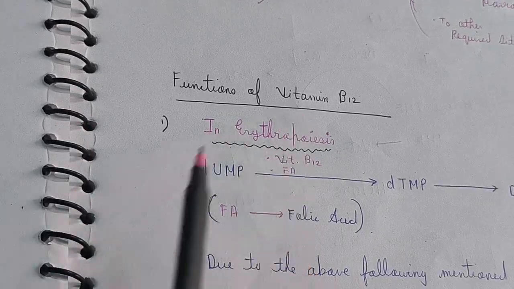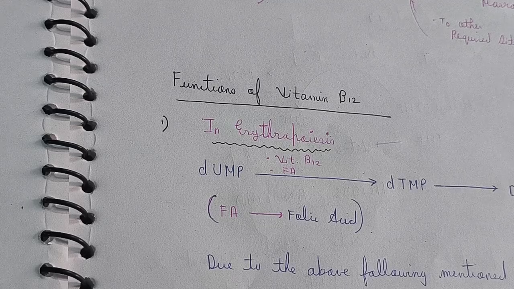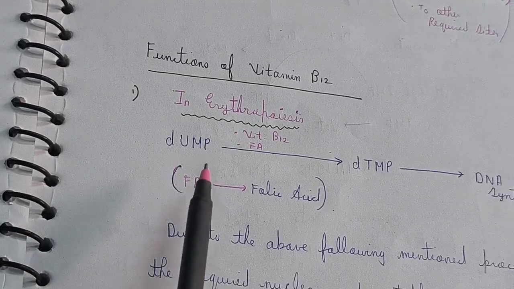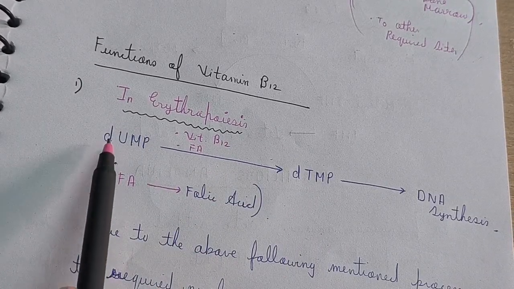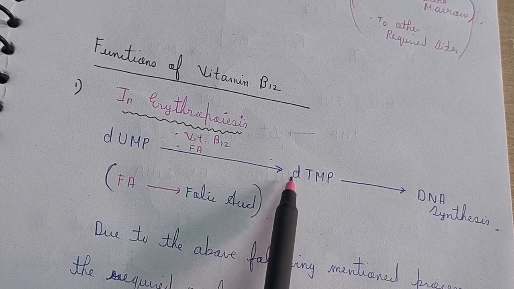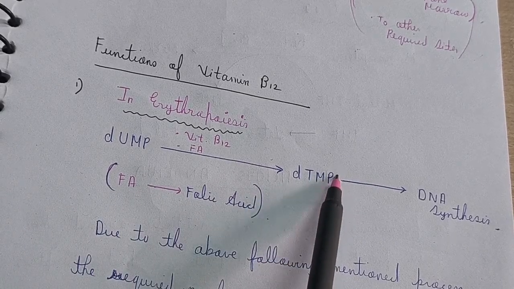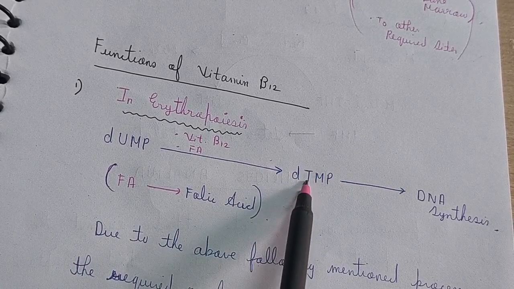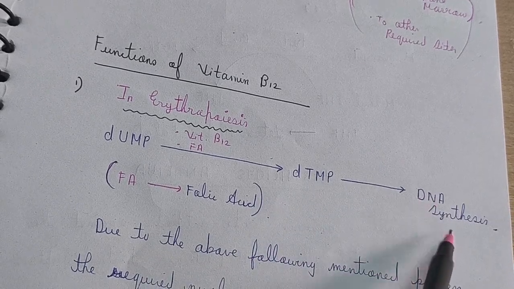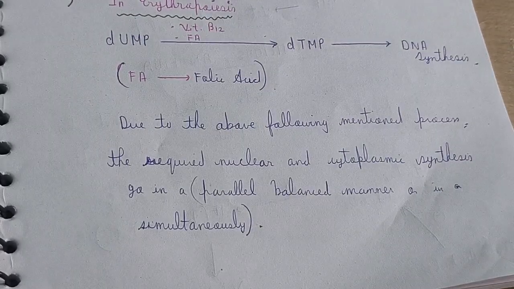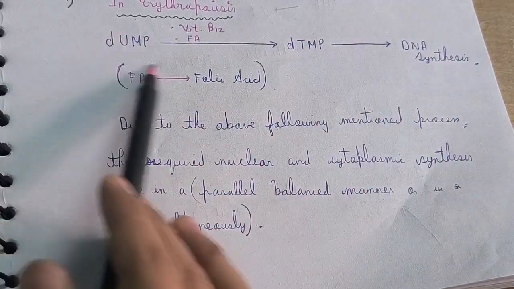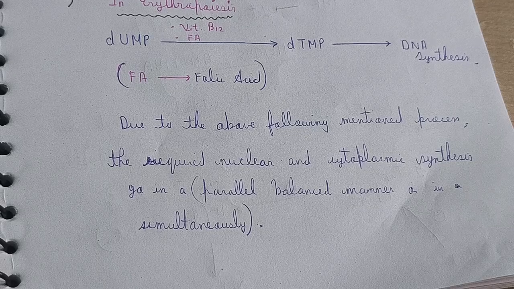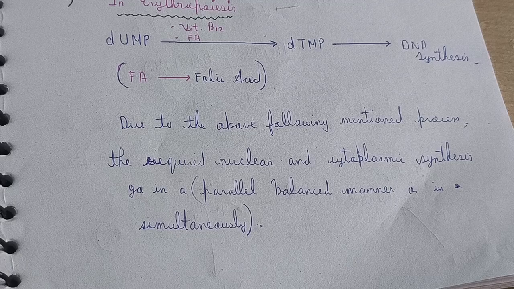The functions of vitamin B12: first, in erythropoiesis. In erythropoiesis, vitamin B12 and folic acid are required for DNA synthesis. How? Because deoxyuridylate monophosphate is converted to deoxythymidine monophosphate, and this thymine nucleotide does the DNA synthesis. This DNA synthesis is very essential so that in erythropoiesis there is nuclear and cytoplasmic synchronicity.